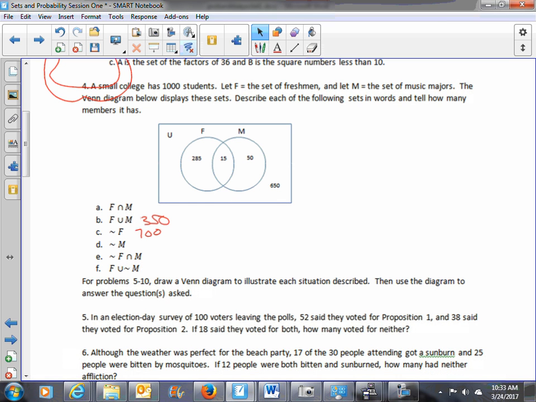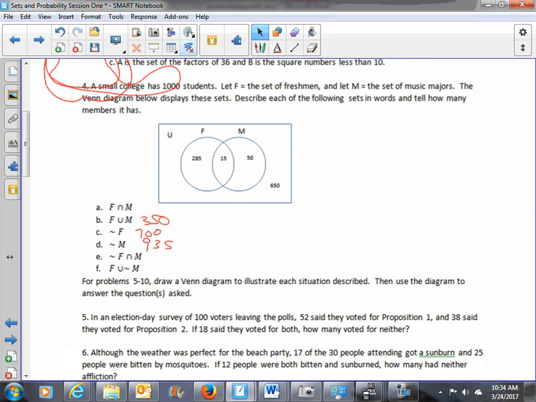Now, not M would be, actually, these two. 650 plus 285 is, there's a 5, there's a 3, and there's a 9. 935, and this would be the set of students that are not music majors. And, okay.